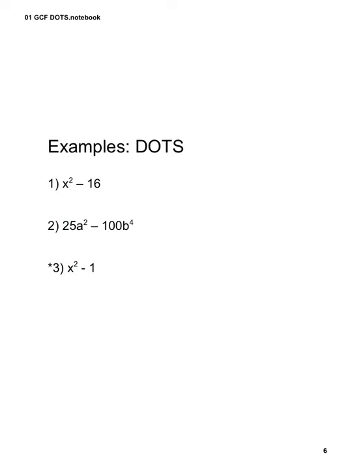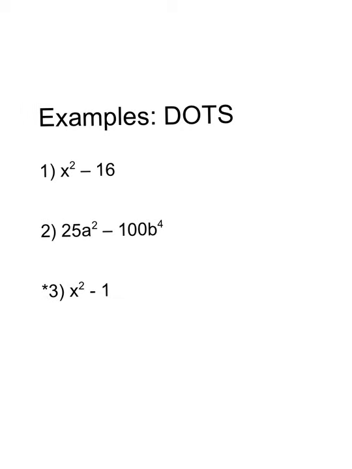So let's look at a few examples. We'll try to make them a little bigger. So if I look at the first one, if it says to factor, I know x squared is a perfect square, and I know that 16 is a perfect square. So I'm going to make 2 sets of parentheses, put a plus in one, a minus in the other. The square root of x squared is x. The square root of 16 is 4. So this factors to x plus 4, x minus 4.